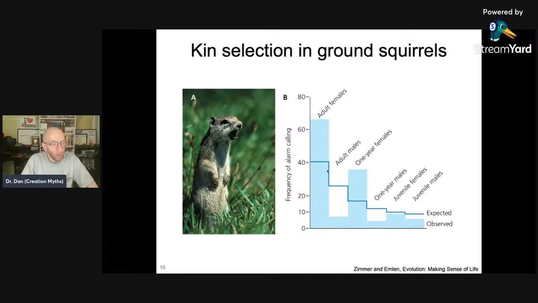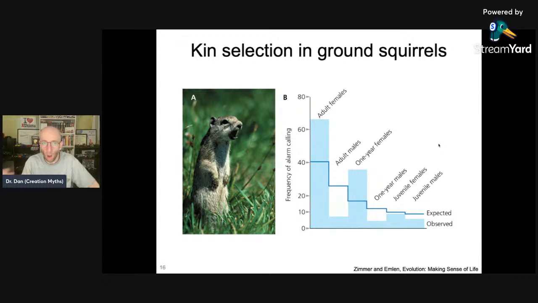So we have two sets of data here. We have the solid dark blue line that indicates the expected amount of alarm calling within each of these groups in the population based just on their frequency in the population.